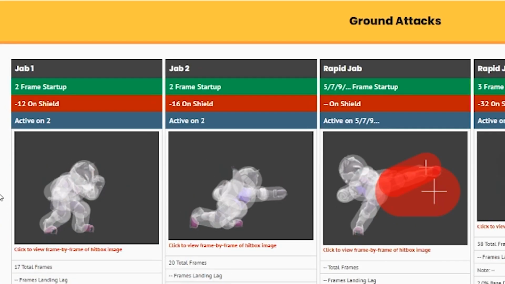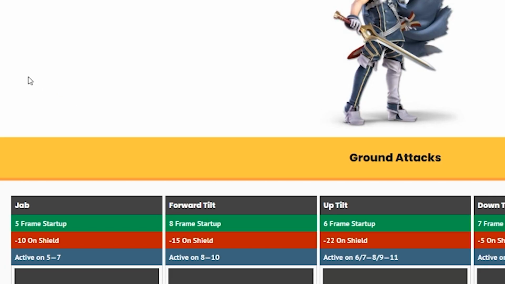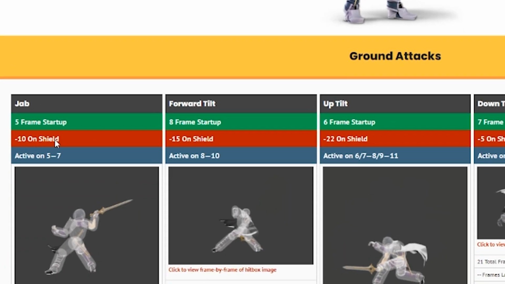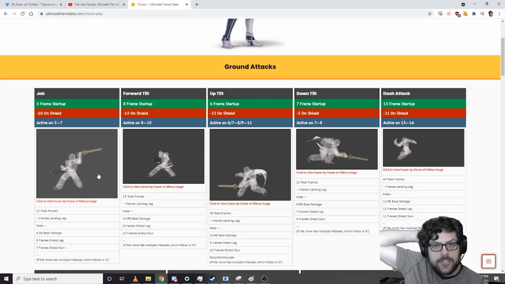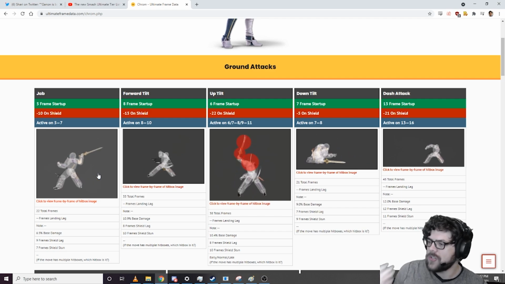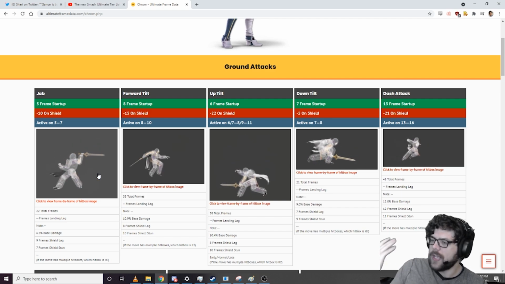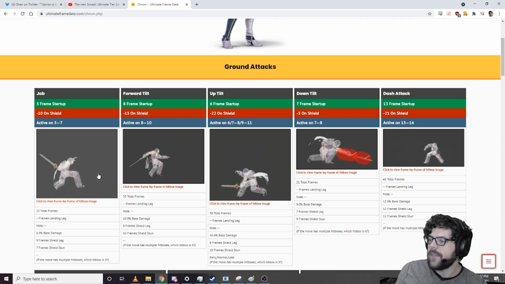Now that I've taught you how to read frame data, if you're trying to learn a new matchup, you should be able to go into the character, look at these numbers, the red ones for minus on shield, the green ones for startup, and figure out what's my fastest out of shield option, what's my opponent's fastest out of shield option, what can I punish, what can I grab, what can I nair out of shield, what can I up B out of shield, what can I up smash out of shield. There's a lot of options.